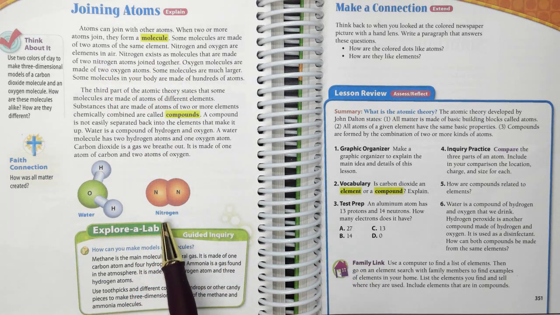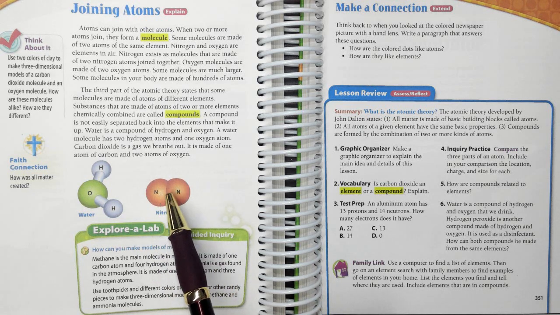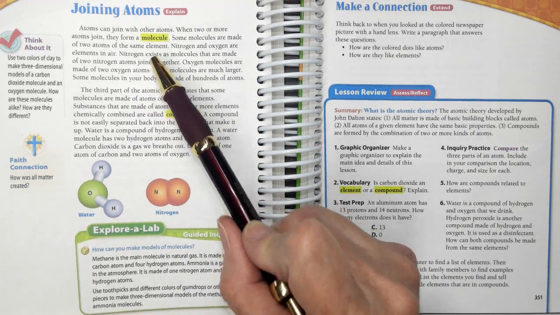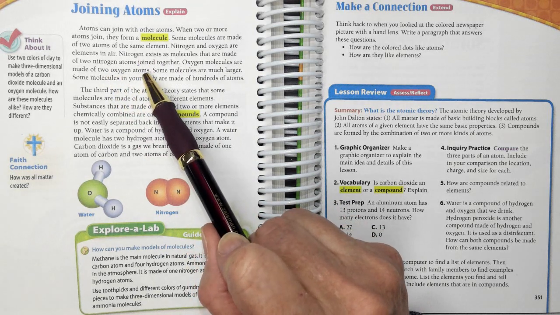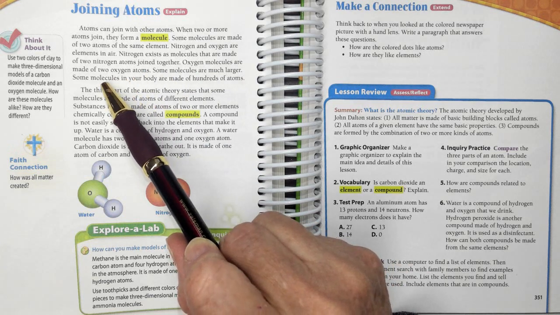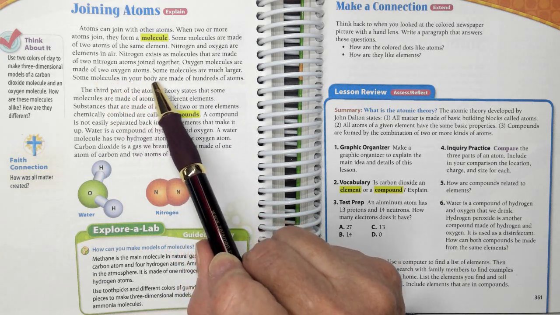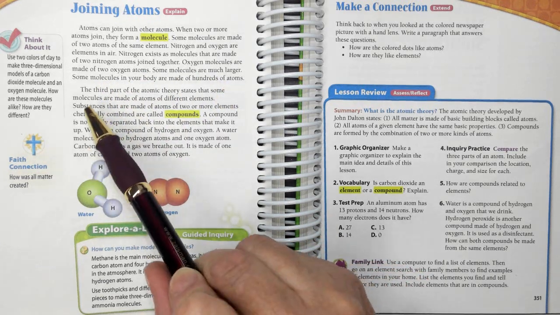Here we go. There's a picture. If you could see nitrogen down to the tiniest little forms, you would see 2 nitrogen atoms together, always together, and that's what makes nitrogen. Oxygen molecules are made of 2 oxygen atoms. Some molecules are much larger. Some molecules in your body are made of hundreds of atoms. Here's the water one, by the way.